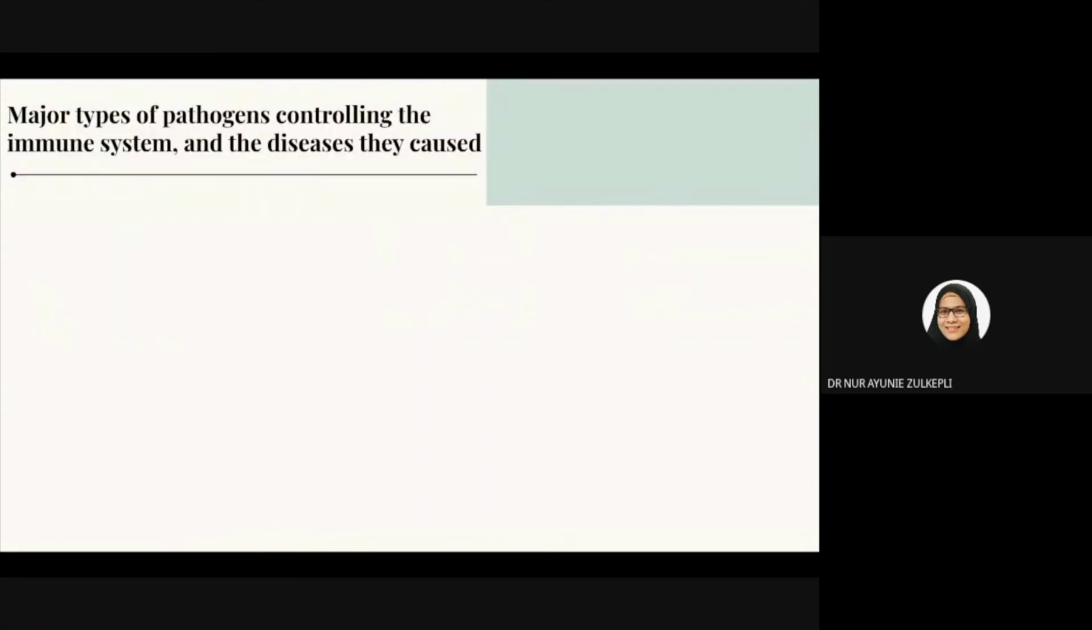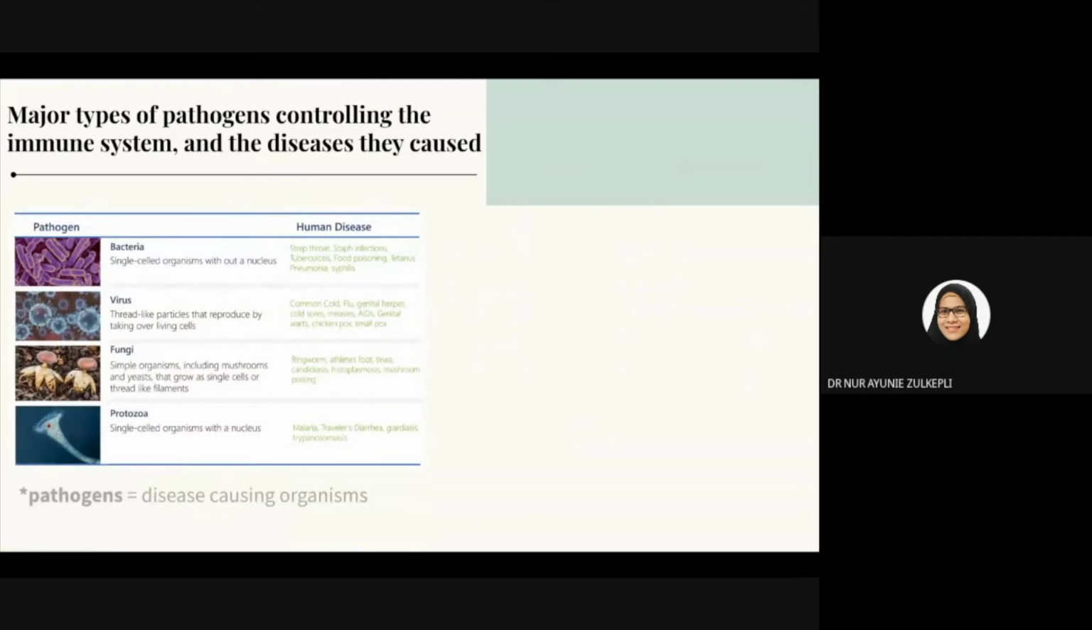Okay, so many types of pathogens challenge the immune system, and there are diseases that they cause. For example, bacteria. Bacterial infection usually causes tuberculosis, the TB, or food poisoning by salmonella, or tetanus, or pneumonia that affects our pulmonary system, the lung infection, or syphilis. And viral infections usually cause the common cold, flu, herpes, cold sores, measles, AIDS, chickenpox, smallpox.